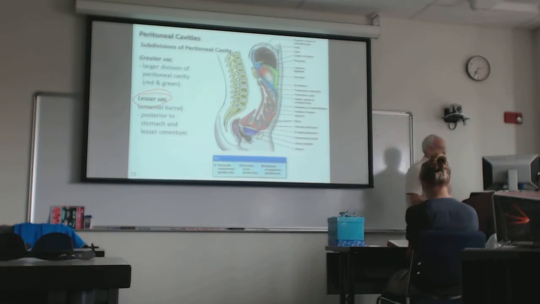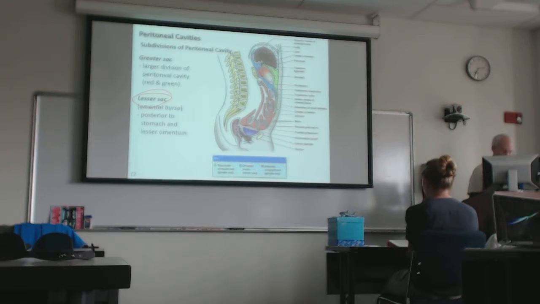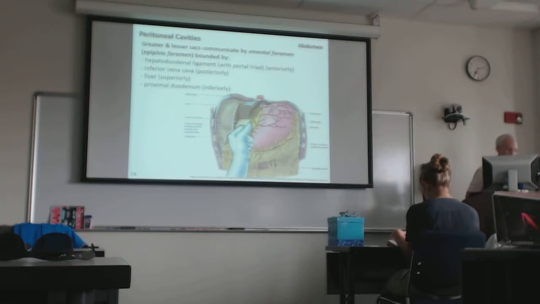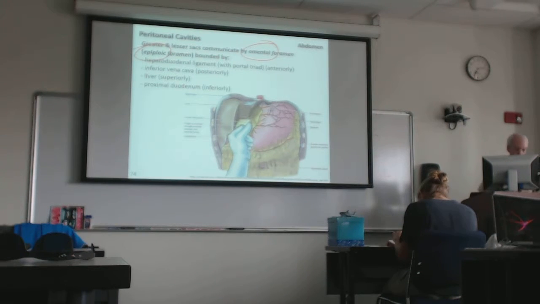And you might want to look at the various possible pathways you might explore. Go that way, go this way. In any case, we talked about the lesser omentum, and there it is. And the portal triad is sitting right where that person's finger is, and that's called the omental or epiploic foramen.